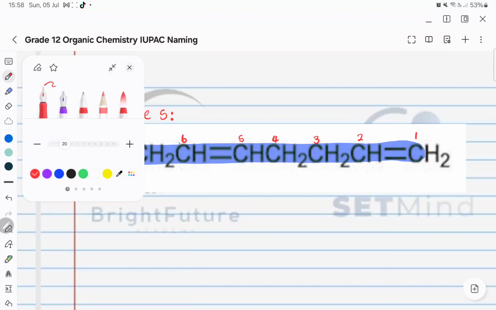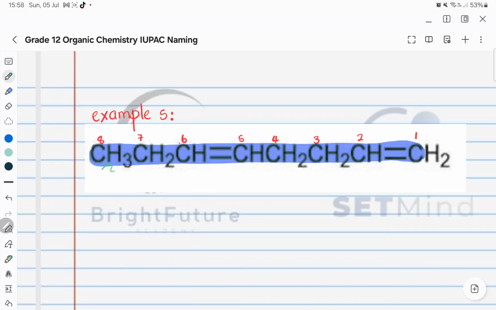So what happens if we do left to right now? 1, 2, 3. So from left to right, the first double bond is spotted on the third carbon atom. Okay, 4, 5, 6, 7, and then the second one is on the seventh carbon atom, 8. So if you check, I have 2, 6, and then I have 3 and 7.